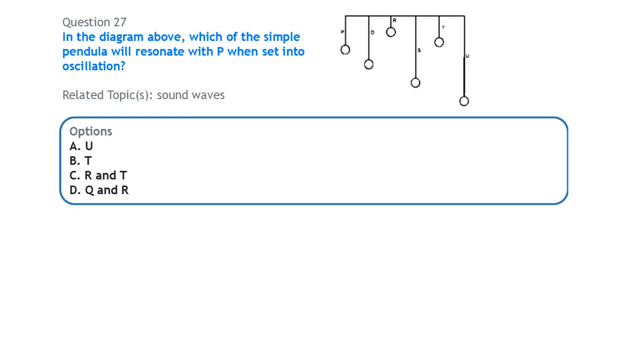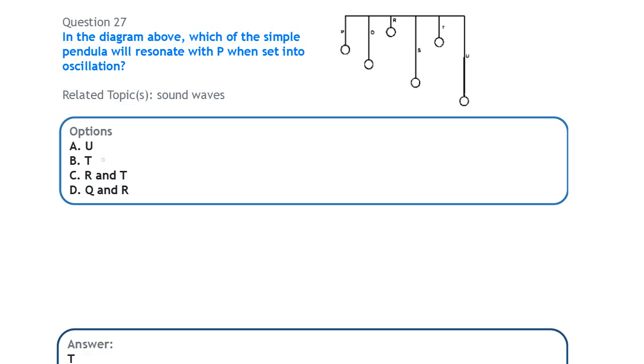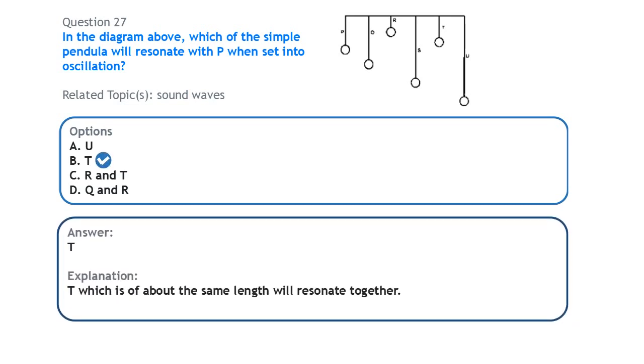So in a setup like this, those that are of equal length or about the same length are going to resonate together. And in this diagram, that is T. The pendulum T is of about the same, not exactly the same, but about the same length as P. So it would resonate when P is set into oscillation.